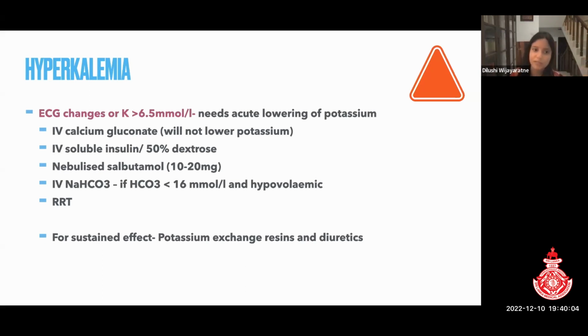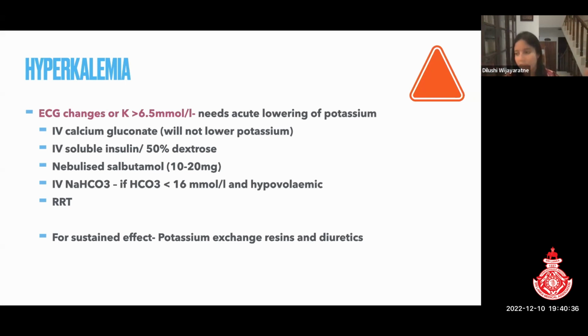The first thing is you have to give IV calcium gluconate. So that actually doesn't lower the potassium, but it stabilizes the myocardium until you can lower the potassium. And then to lower the potassium, you hide the potassium elsewhere. So you give soluble insulin with dextrose, or you nebulize with salbutamol to hide the potassium within the cells. Now it won't stay there for long, right? So after a few hours, it'll be back in the circulation. So this is just to buy time until you can do something else.